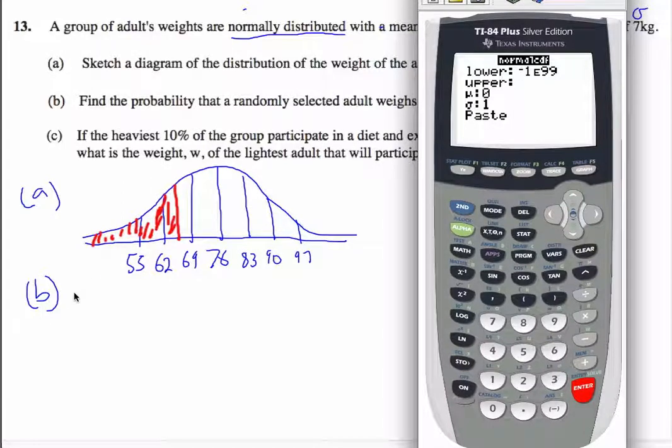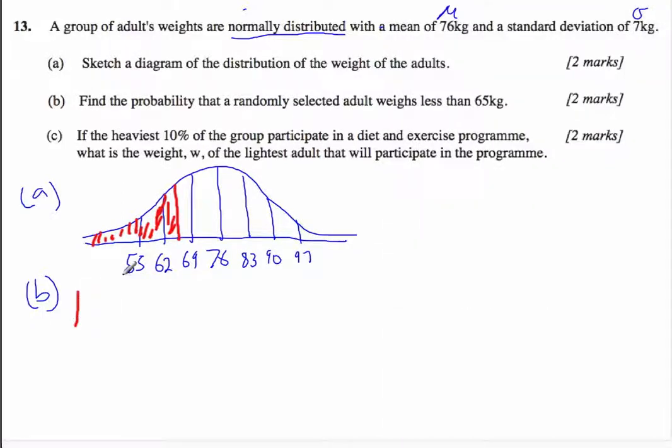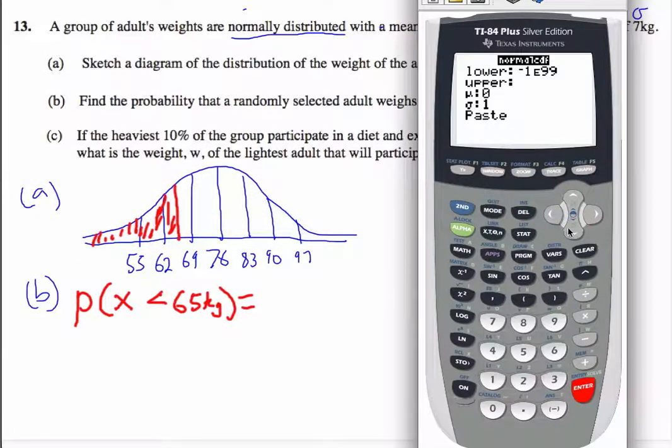So what we're getting, let me just write this out. We're getting the probability that a randomly selected variable X is less than 65 kilograms. So that's the probability working out that X is less than 65 kilograms. So your upper bound is 65 kilograms.